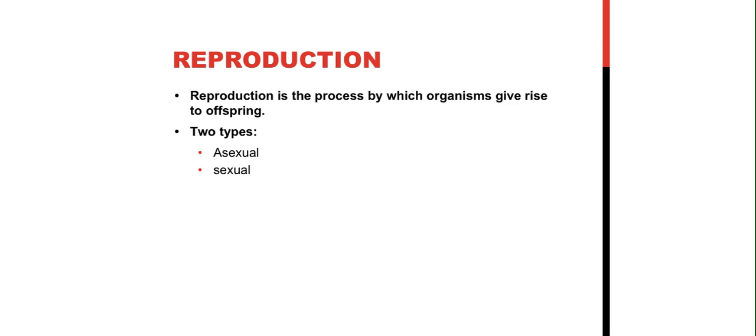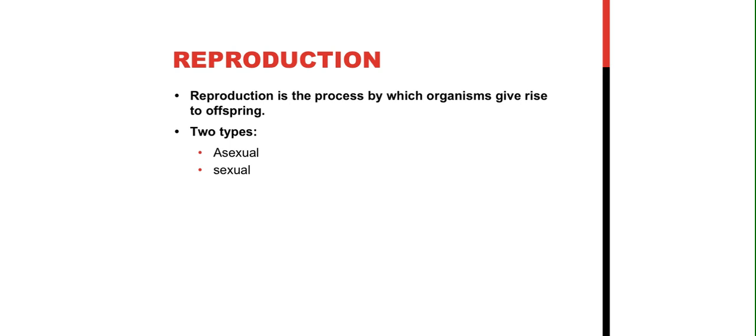All right, first thing, the process by which organisms give rise to offspring is known as reproduction. So whenever an organism reproduces, it's creating an offspring. And it's a great thing that organisms reproduce, because the species would not be able to continue or live if you can't reproduce. Now, there are two types of reproduction. One is known as asexual. The other is known as sexual.